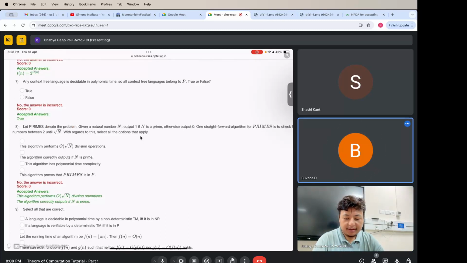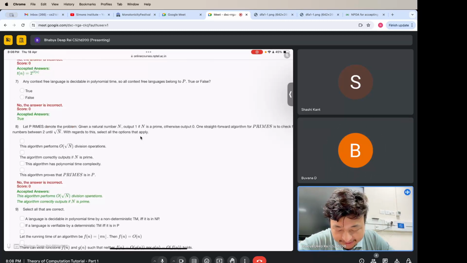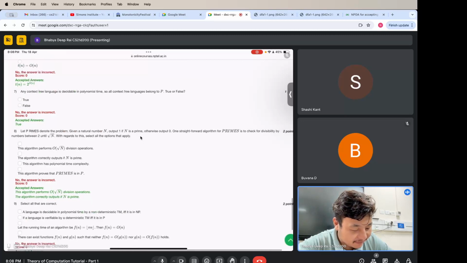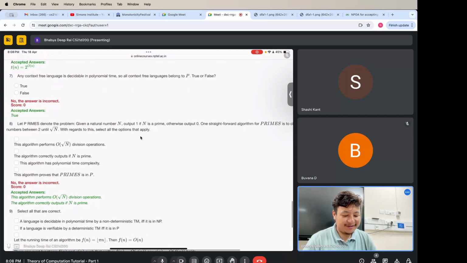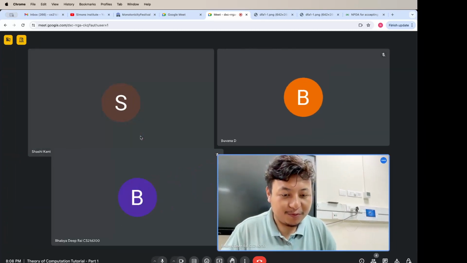Okay, so the question is as follows. The question says, let primes denote the problem: given a natural number n, output 1 if n is prime, otherwise output 0. One straightforward algorithm for primes is to check for divisibility by. Okay, I'll just screenshot this.